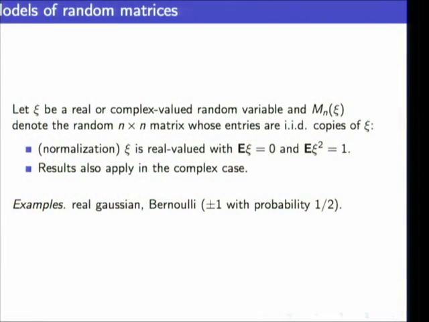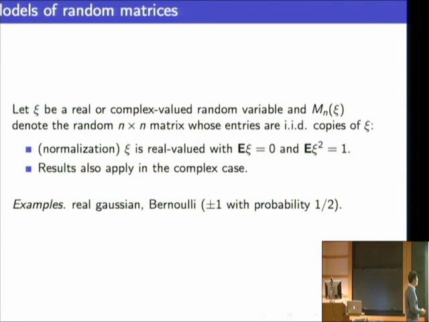...d copies of a random variable which is normalized to have mean 0 and variance 1. Okay. I will mainly talk about the real case, the result applies in the complex case, but I will not mention it. Two examples you can easily think about are the real Gaussian random matrix. If you are a probabilist, or a combinatorist, then you can think of a plus minus 1 matrix. Every entry is a fair coin flip. Okay.